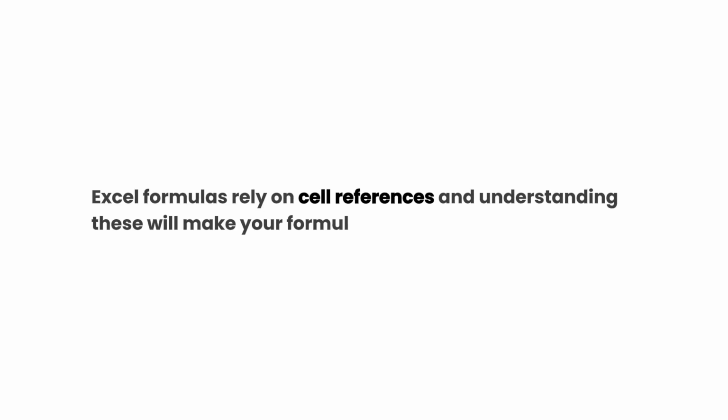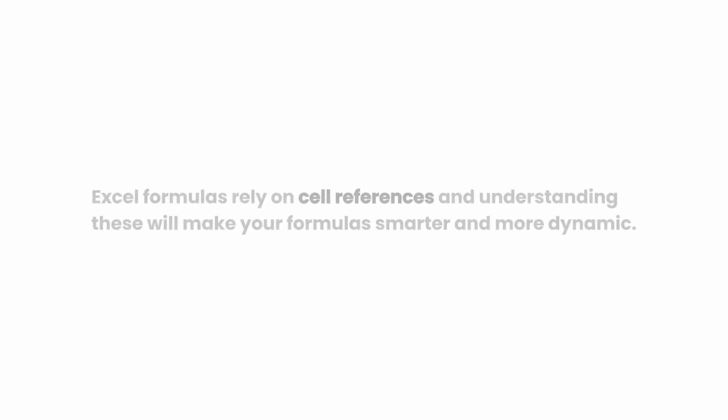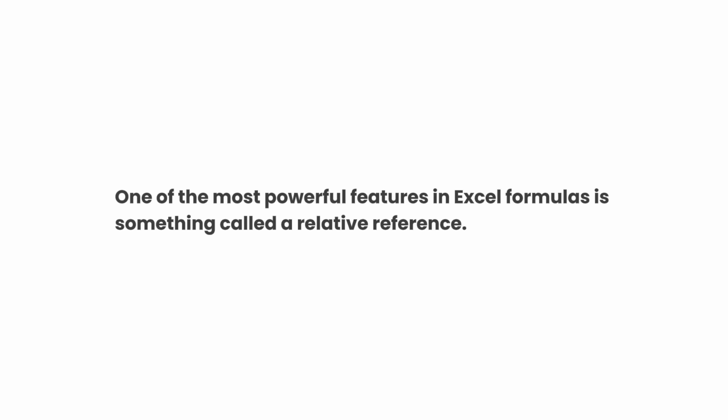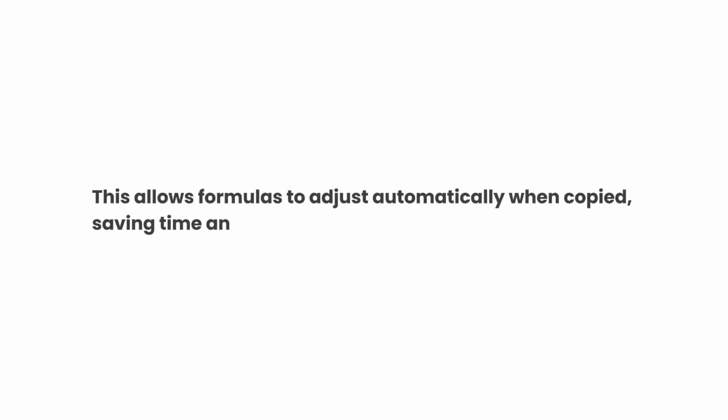Excel formulas rely on cell references, and understanding these will make your formulas smarter and more dynamic. There are 3 types of references: relative, absolute, and mixed. One of the most powerful features in Excel formulas is something called a relative reference. This allows formulas to adjust automatically when copied, saving time and preventing repetitive typing.